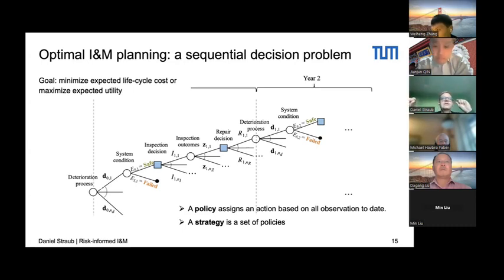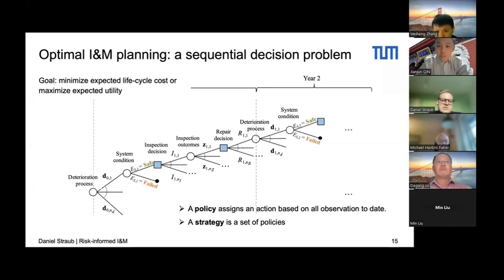So a simple policy would be, if I find a fatigue crack, I repair. If I don't find a fatigue crack, I don't repair. But of course, this is a very simple case. If you think of a system where you can have many different observations at the same time, these policies can become very complex. But this is a policy. For each decision, we have such a policy. And the set of all these policies we call strategy. And this is what we want to optimize.